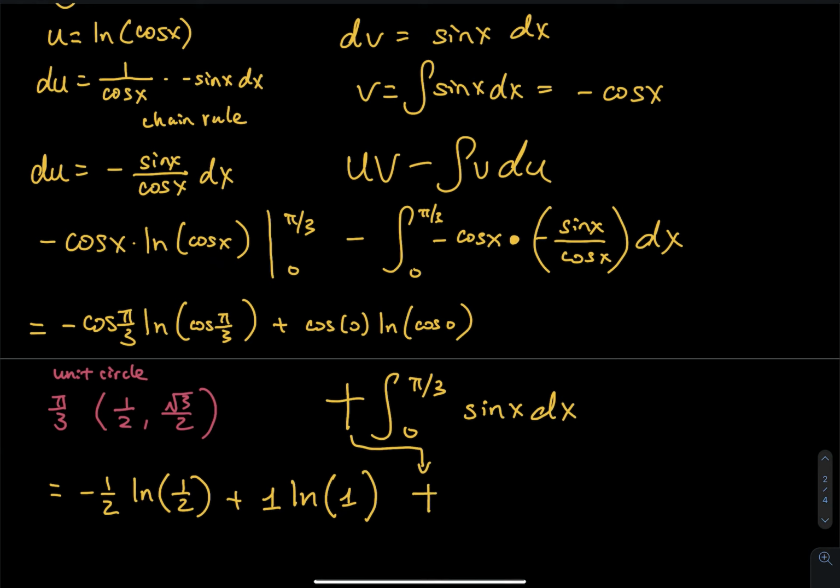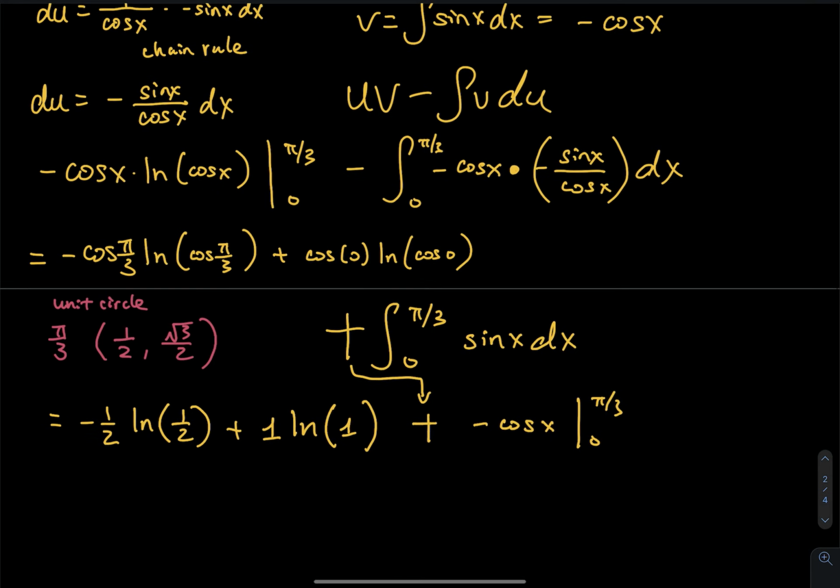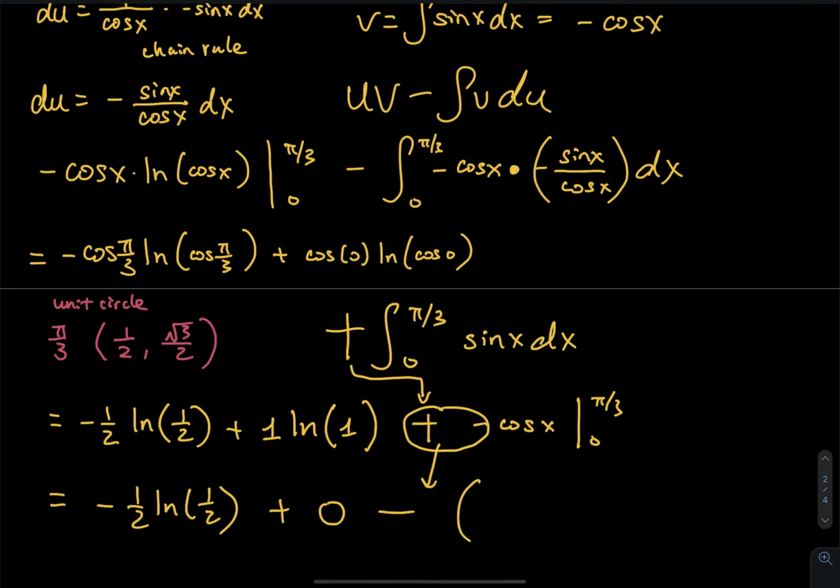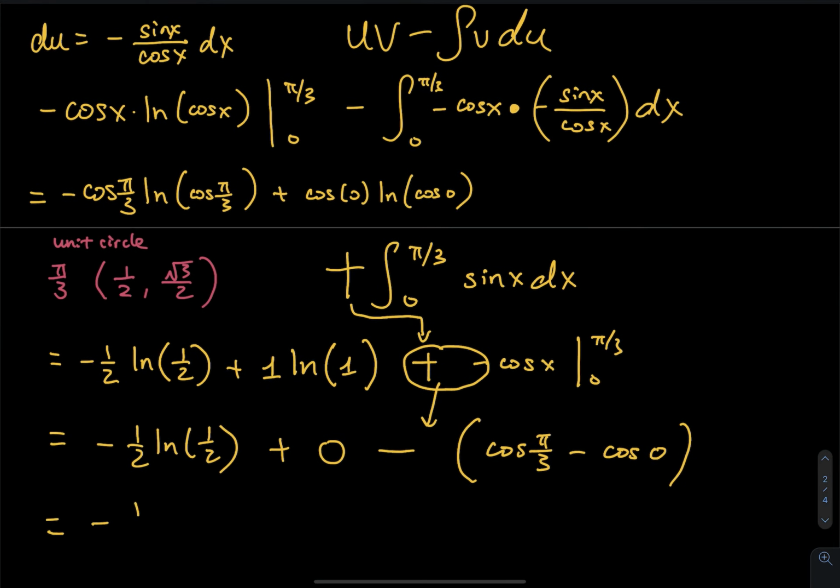The integral of sine is negative cosine, right? So it's a negative cosine. And then x goes from 0 to pi over 3. And then this is a negative 1/2, and then ln 1/2. ln 1 is equal to 0. And then that becomes a minus, so the minus is going to carry over. And then we have cosine pi over 3 minus cosine of 0. And then negative 1/2, ln 1/2.